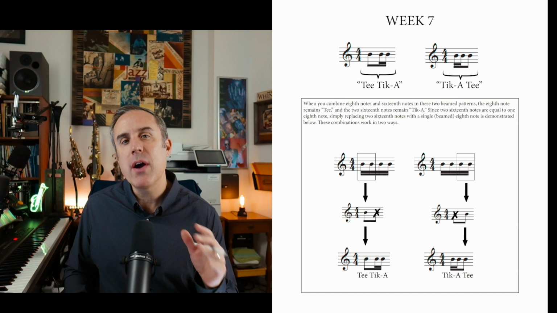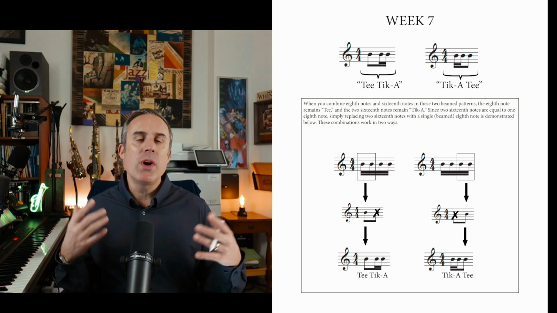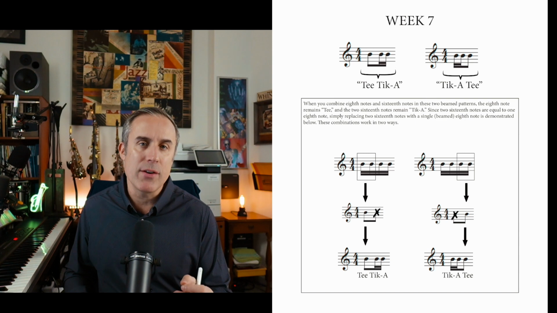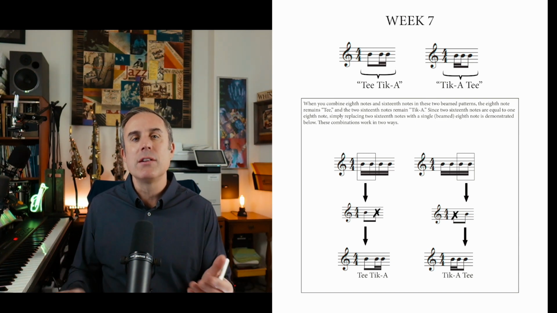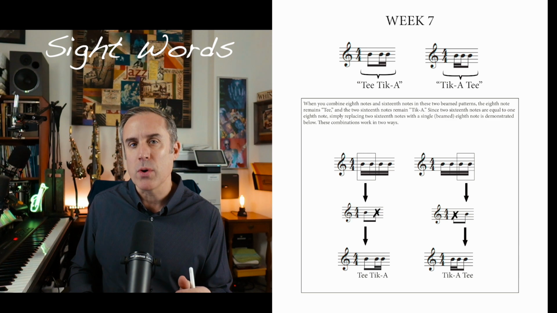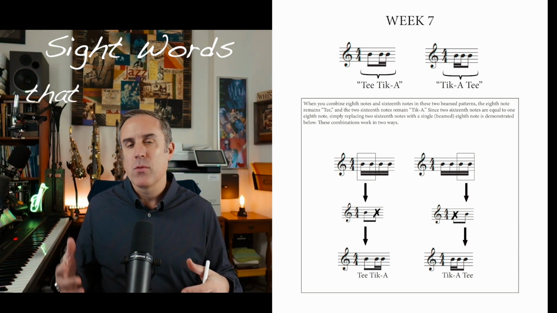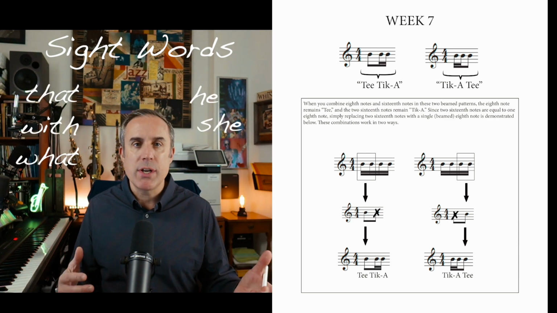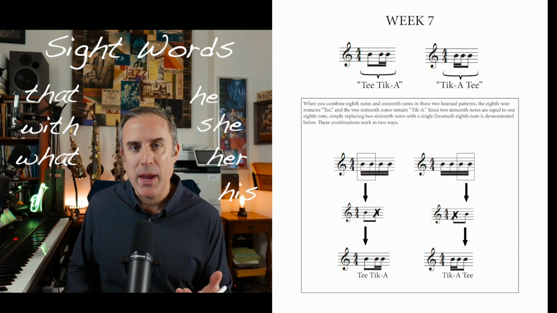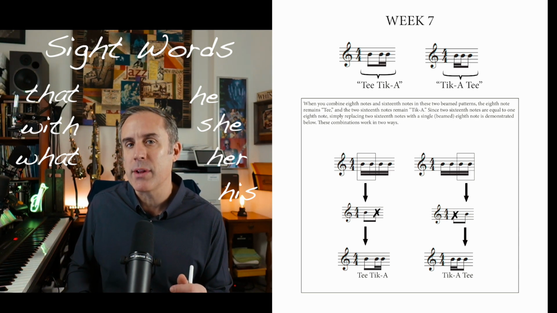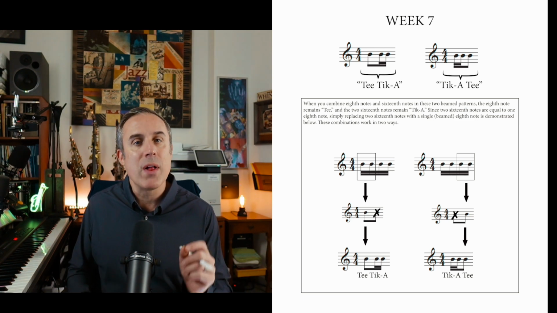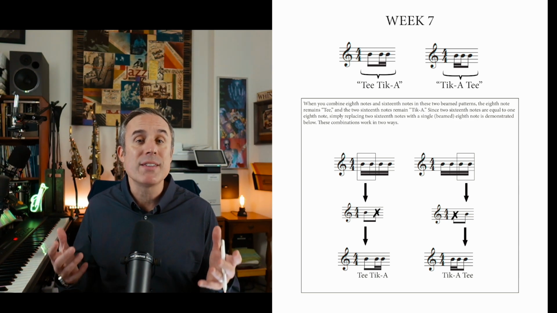All right, here we are in week 7. So what do I mean by musical sight words? Well, when we were in kindergarten, for example, learning the English language, we had these smaller words called sight words, like that, with, what, he, she, her, his. As soon as we saw these words on the page, we instantly knew what they sounded like without having to phonetically sound them out. Well, in music, we have the same thing.